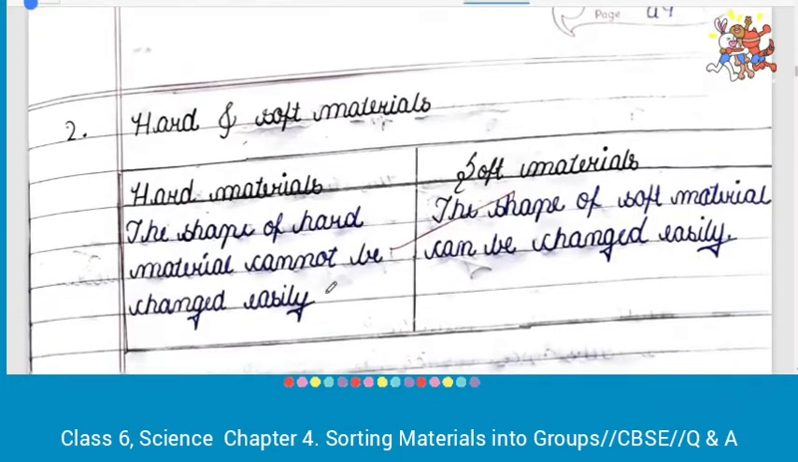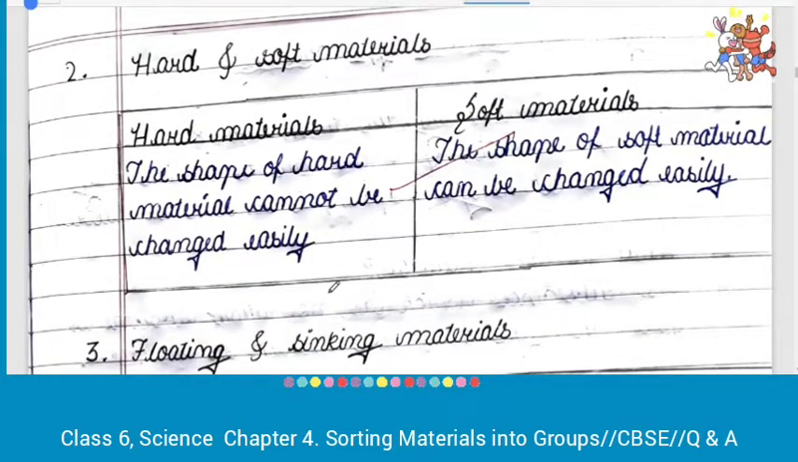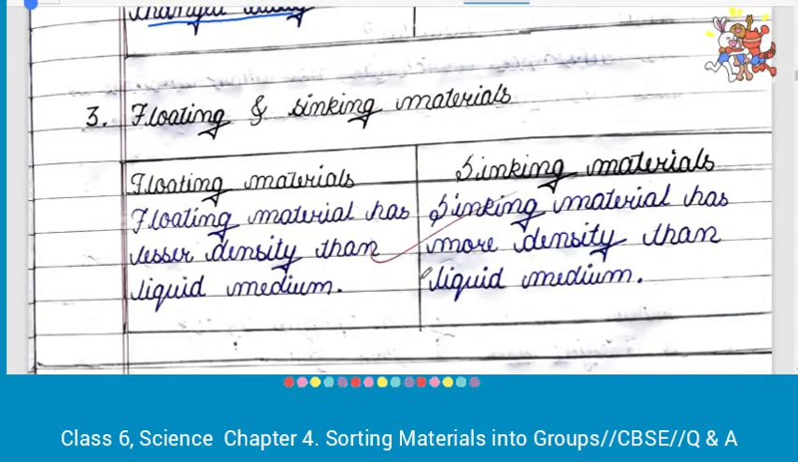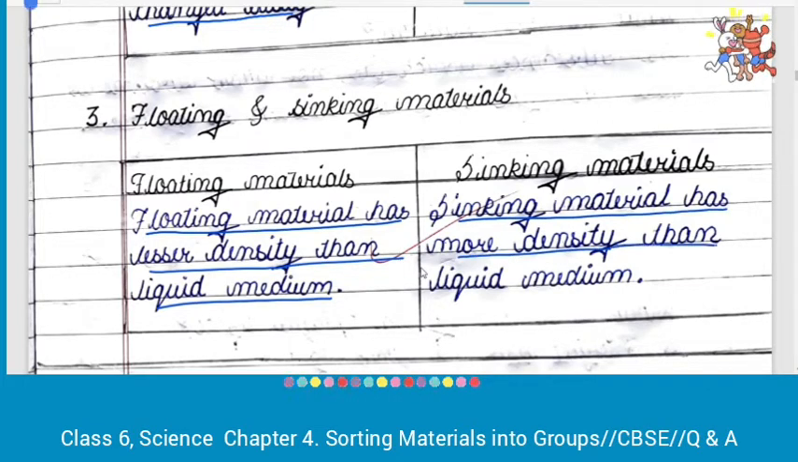Second difference is hard and soft materials. The shape of hard material cannot be changed easily, whereas the shape of soft material can be changed easily. Third difference is floating materials and sinking materials. Floating material has lesser density than liquid medium, whereas sinking material has more density than liquid medium.